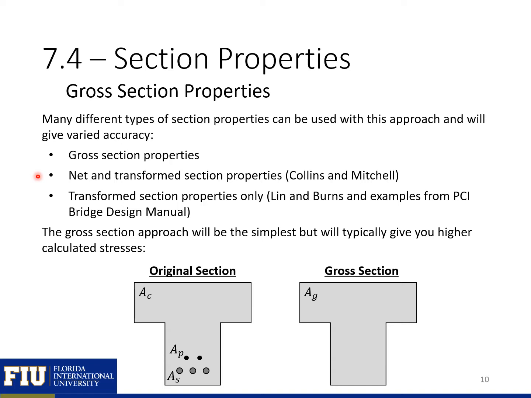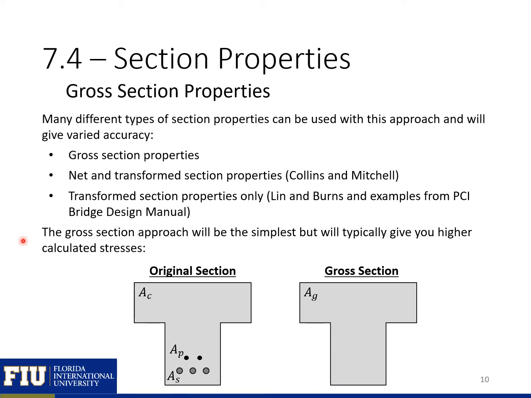With this procedure, which I'll talk about on later slides, is recommended by Collins and Mitchell in their textbook. The third set of section properties that we can use are the transformed section properties. And these we can use only if we don't take off the elastic shortening loss. This method's recommended by Lynn and Burns in their textbook, and it's also used in several of the examples from the PCI Bridge Design Manual.